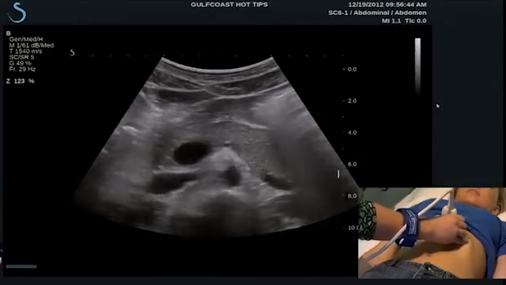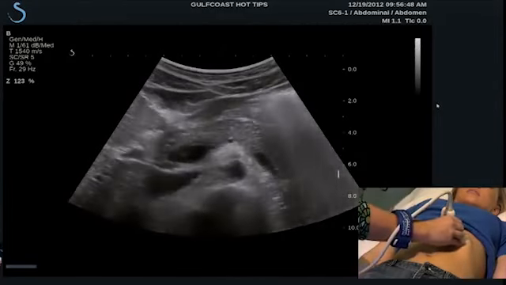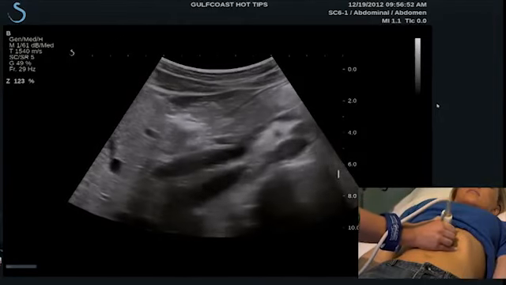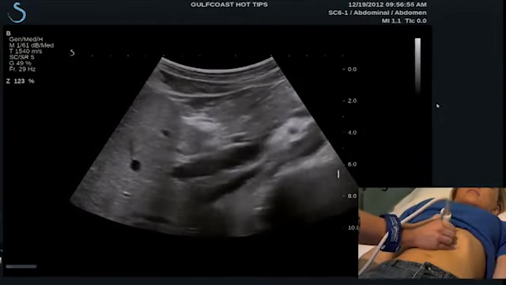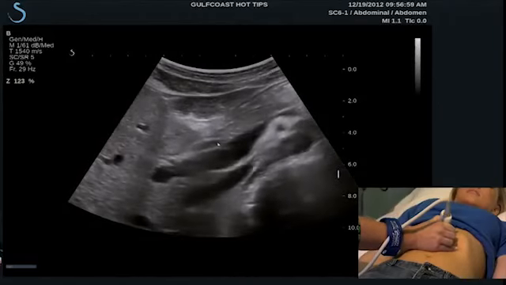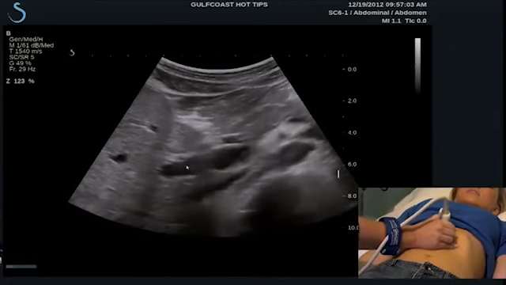When you locate this structure, you can easily rotate clockwise to an 11 o'clock position, elongating the portal venous segment, and once you've done that, you're able to appreciate the porta hepatis. This is where you're going to find your common bile duct.